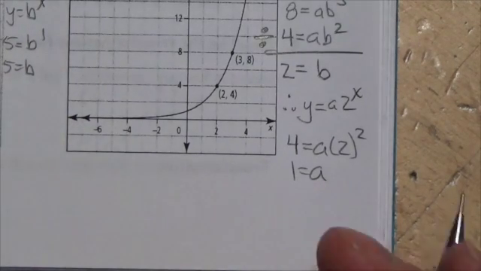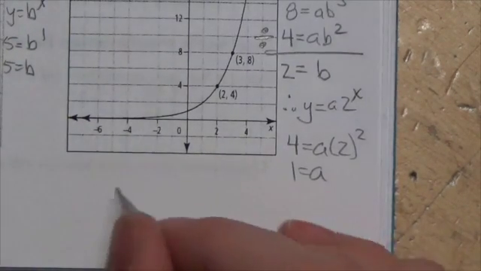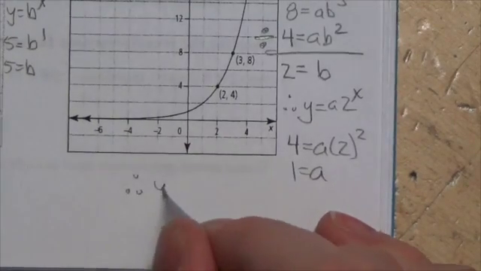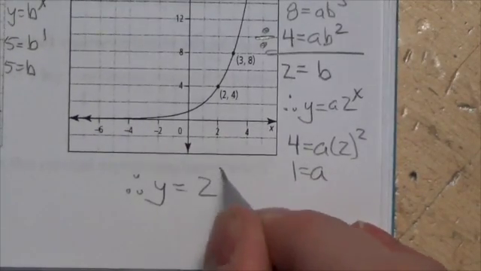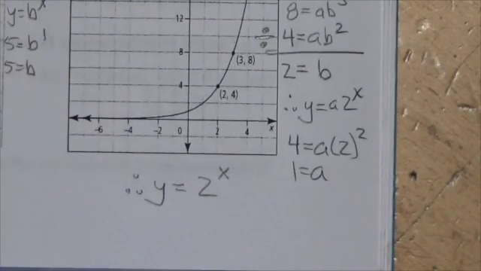Okay, in which case I was wrong, close but wrong. So now I can say that my equation is therefore y is equal to 2 to the x. There we go. Now we'll take a couple of moments to talk about the transformations of exponential functions.